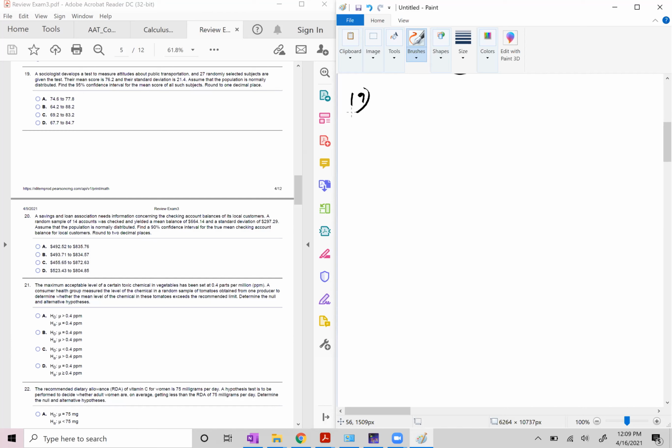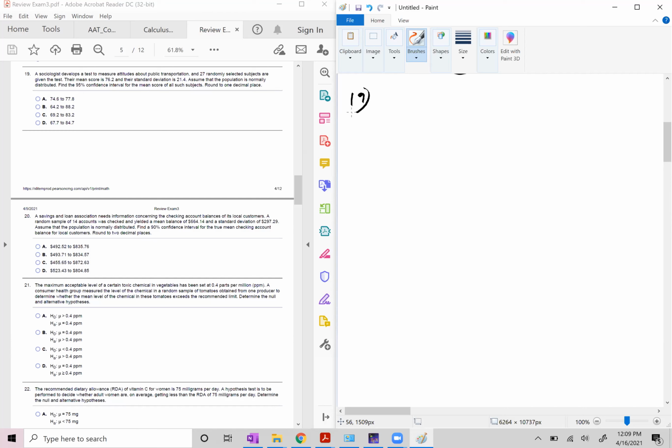Question number 19. A sociologist develops a test to measure attitudes about public transportation, and 27 randomly selected subjects are given the test. The mean score is 76.2 and their standard deviation is 21.4. Assume that the population is normally distributed. Find a 95% confidence interval for the mean score of all such subjects.